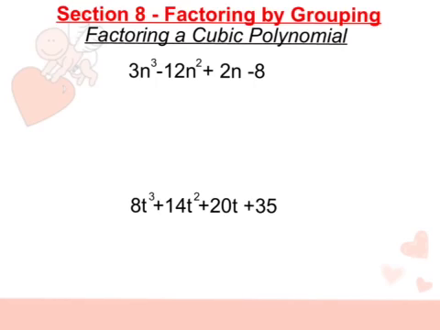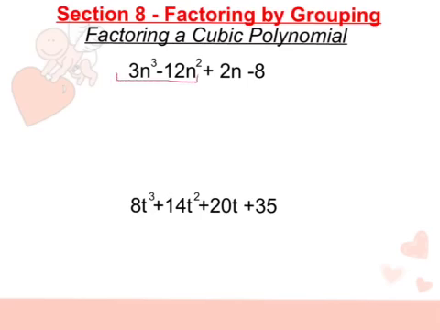Chapter 8, Section 8 is factoring by grouping. We're going to be factoring a cubic polynomial, but if there's more than just 3 terms, it's not just a trinomial, we're going to most likely be factoring by grouping. First thing we still do is look for a GCF, and all of these terms do not have a GCF, so we're going to factor by grouping.